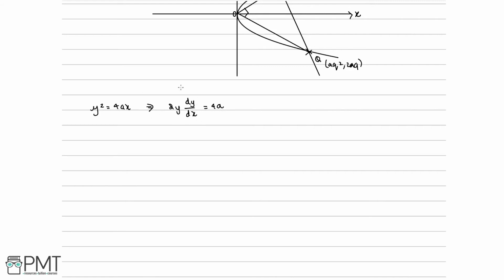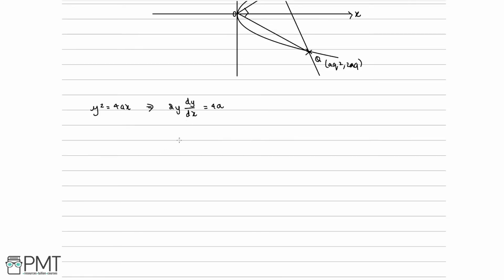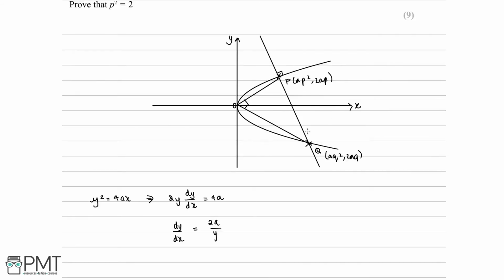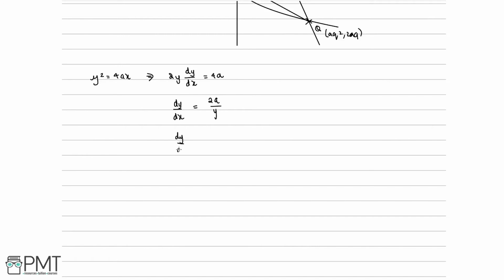Now we can solve for dy by dx because remember, once again, we want the gradient of our normal. So if we solve for dy by dx, we get dy by dx is equal to, well, 4a over 2y will just be 2a all over y. And in this particular scenario, we have a value of y because we know that our normal is at the point P. So y must be equal to 2ap as shown by our point P. So thus, dy by dx, or the gradient of our parabola at the point P, is equal to 2a over our value of y, which is 2ap, and that's just equal to 1 over p.